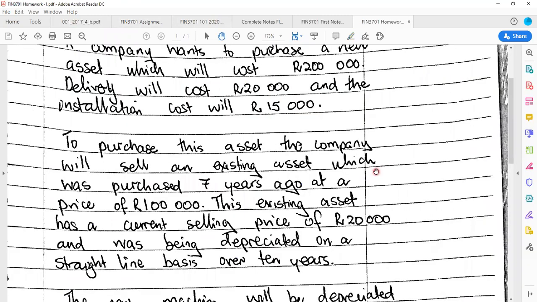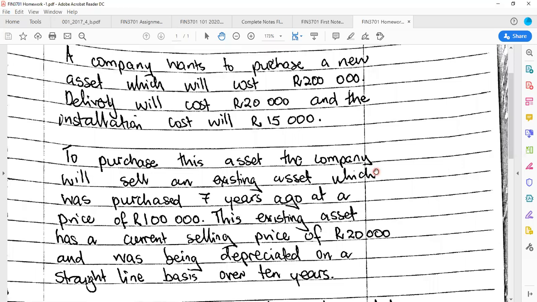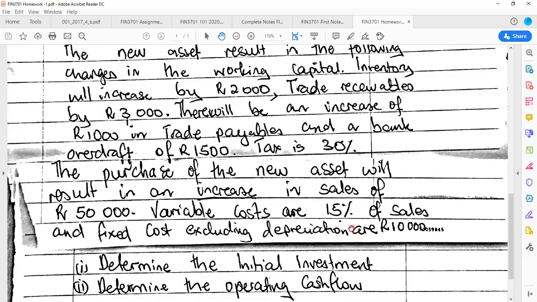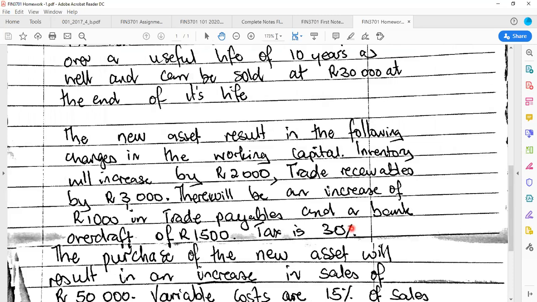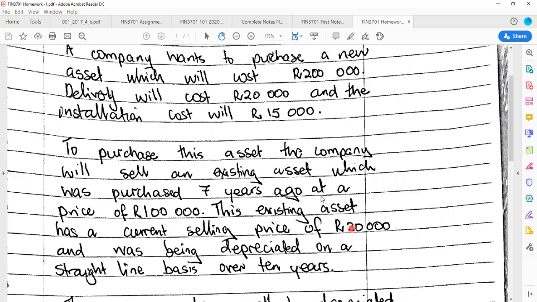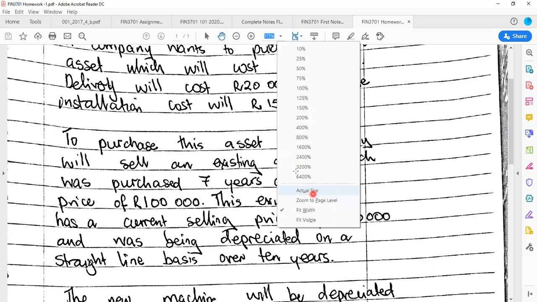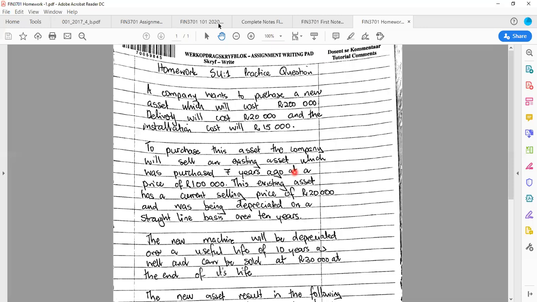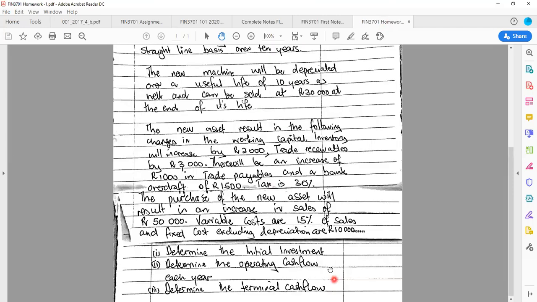Go through this question and try to answer these questions. Try to determine the initial investment, the operating cash flows each year, and the terminal cash flows just for practice. Right? Go through this question. Maybe let me fit to actual size. Yeah. So you can go through this question. Try this question, and then in the next video, I'll take you through capital budgeting techniques based on this question. I want you to practice calculating your initial investments, operating cash flows each year, and determining the terminal cash flow.